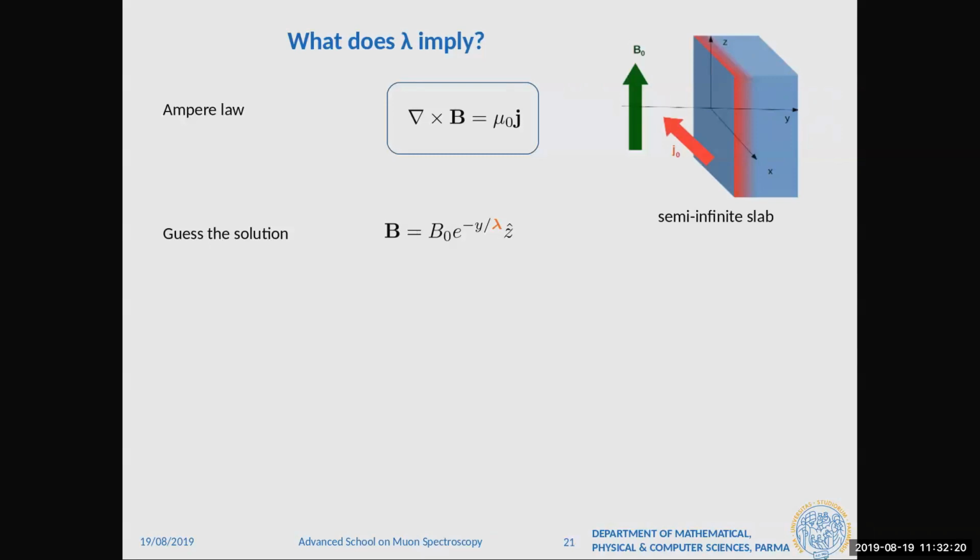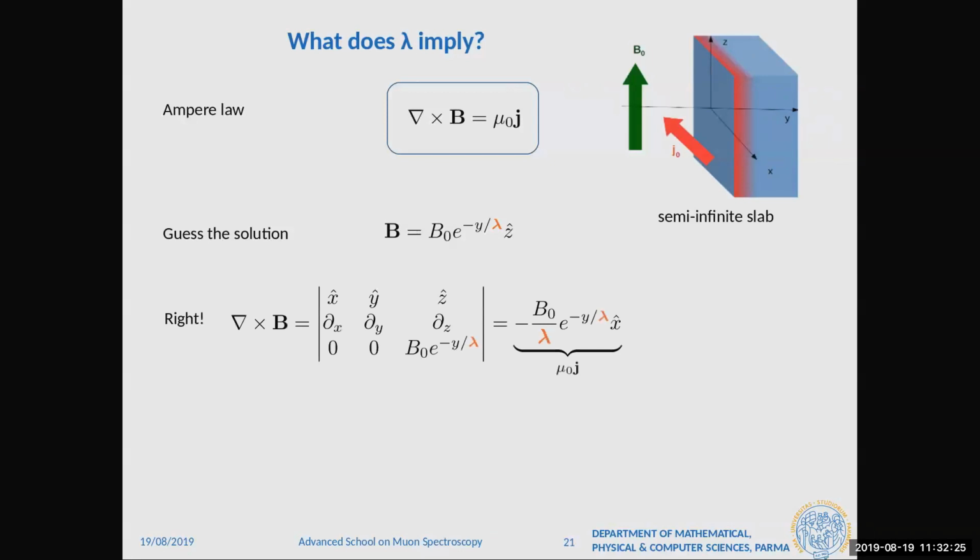This is a guess. And it's right, because if you take the rotor of that, it's very easy. You take the derivative of that field on Z, and there's only one component, which is the X component, that has a non-zero term. And that has to be J, essentially. So you see immediately, the J is something that disappears like an exponential, and it's also in the opposite direction of X. So as it is written there.